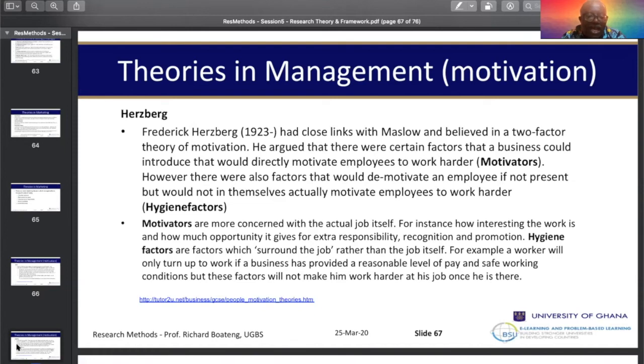Motivators are concerned with the actual job itself, for instance, how interesting the work is and the opportunity it gives for extra responsibility, recognition, and promotion. Hygiene factors have to do with factors that surround the job itself. For example, a worker will only turn up to work if the business has provided a reasonable level of pay and safe working conditions. But these factors will not make him work harder at his job once he is there. So he differentiated what will encourage you to show up to work, and what will motivate you to work harder or make work better.